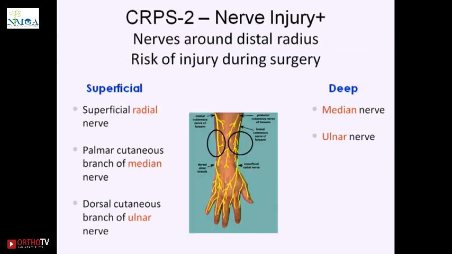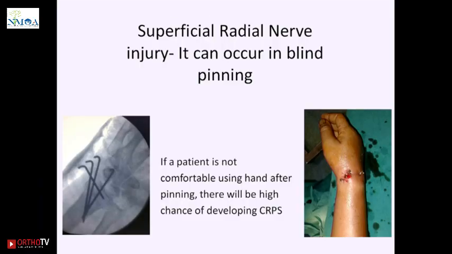Now, in CRPS type 2, there are 3 superficial nerves around the wrist and 2 deep. Most invariably the superficial radial nerve, the palmar cutaneous branch of the median nerve, and the dorsal cutaneous branch of the ulnar nerve are involved. Whenever we do a blind pinning in the lower end of the radius, most probably the superficial radial nerve gets impinged in between. And if the patient is not comfortable using the hand after pinning, there is a high chance that he might develop CRPS, wherein you have pricked the nerve.